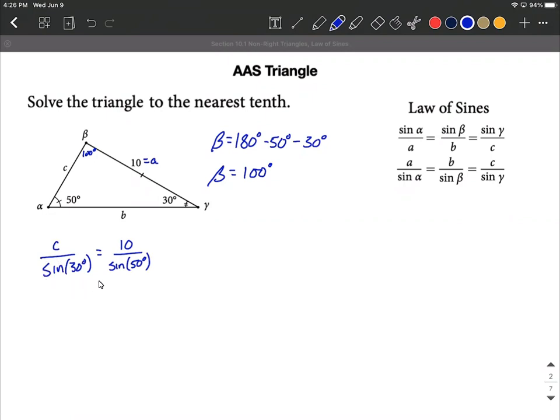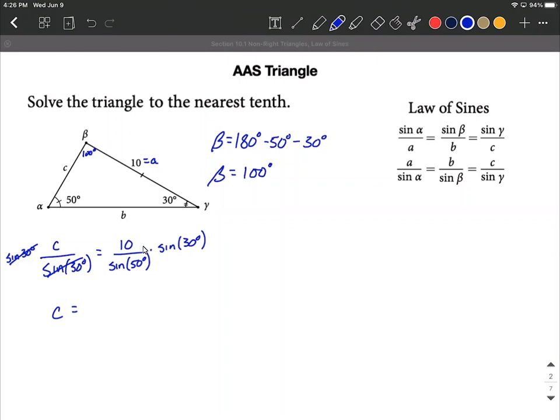Next, I'm going to multiply to get rid of the sine of 30 degrees from the denominator. So I want to multiply the left-hand side by sine of 30 degrees and multiply the right-hand side by sine of 30 degrees. That makes a 1 and cancels out over on the left-hand side, so we're going to have C on one side all by itself. This sine of 30 degrees, you can visualize as being up in the numerator with the 10.